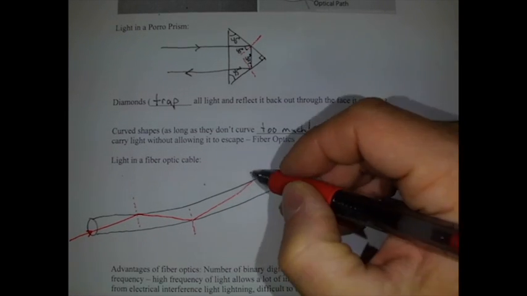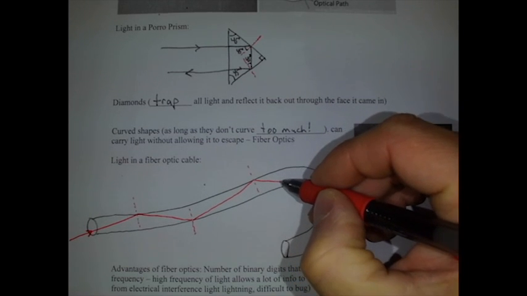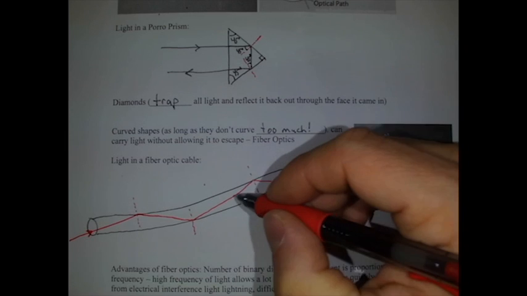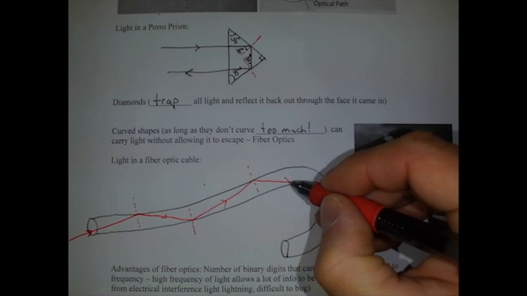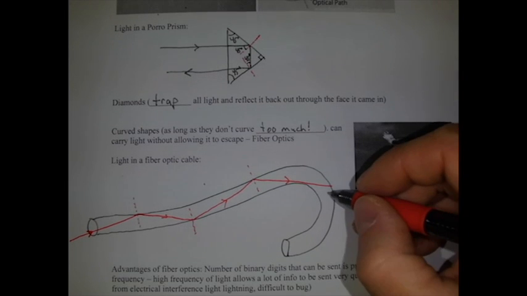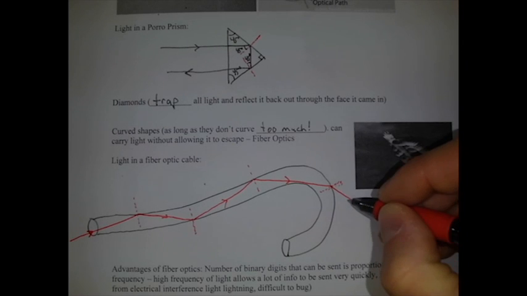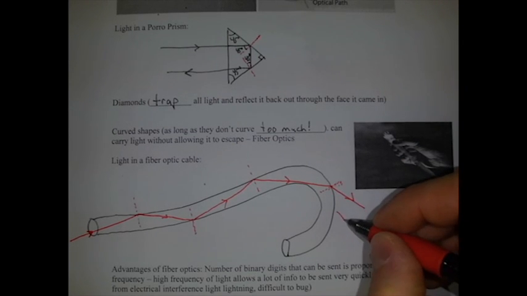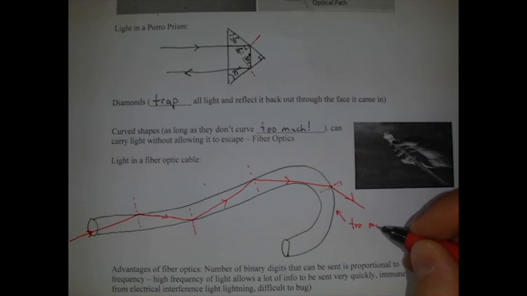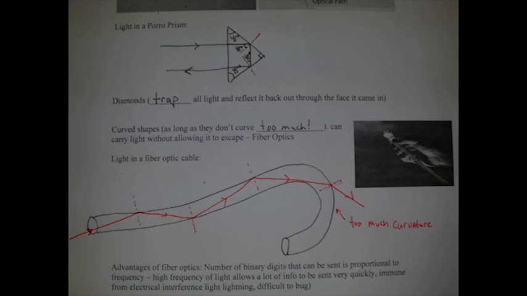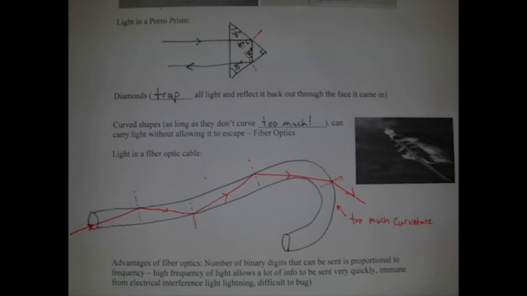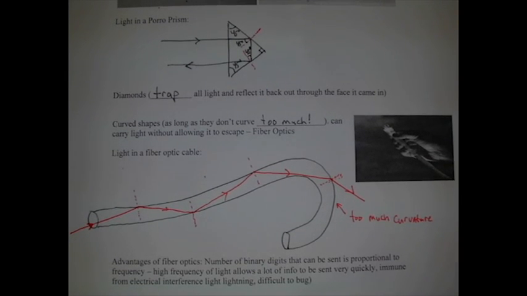And notice as long as it keeps hitting at these really big angles, it stays in the medium and bounces around, traveling in one direction until we get to here. And then if it curves too much, it might actually refract out. So here we've got too much curve, resulting in the escaping of our light. And fiber optics have many advantages for sending information. You can pulse the light on and off to send the bits of binary language, of digital electronics, and some of the advantages are listed down here below.